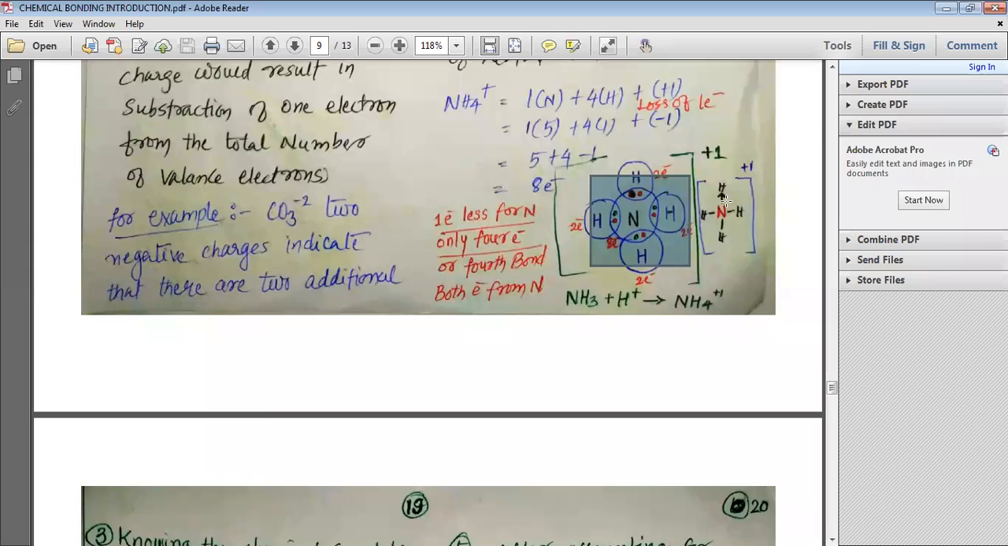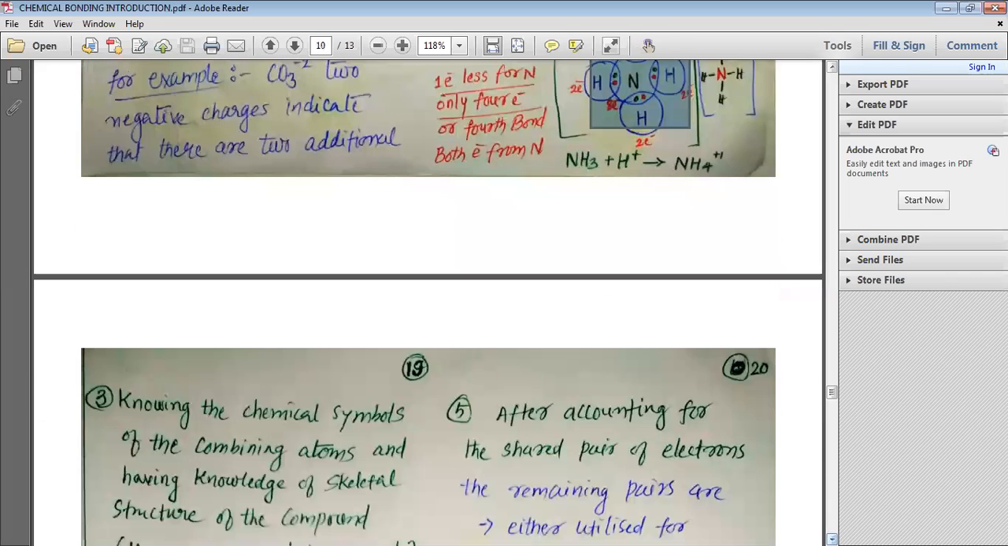are generally known as the coordinate covalent bond, where the required electrons for the bond are being provided by a single atom. These kinds of bonds are even possible, and that is what we are going to study. So one less electron for nitrogen, only 4 electrons you can see, or you can say that in the fourth bond, both electrons are from nitrogen. So this is how both the electrons required for the bonding are provided by nitrogen.